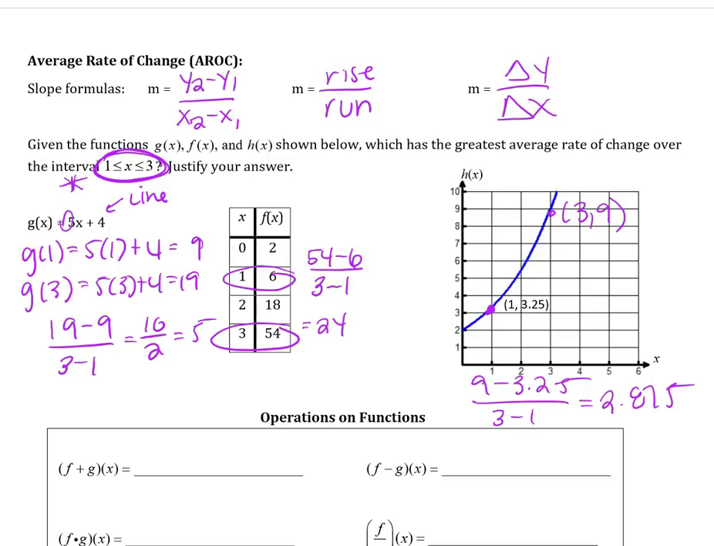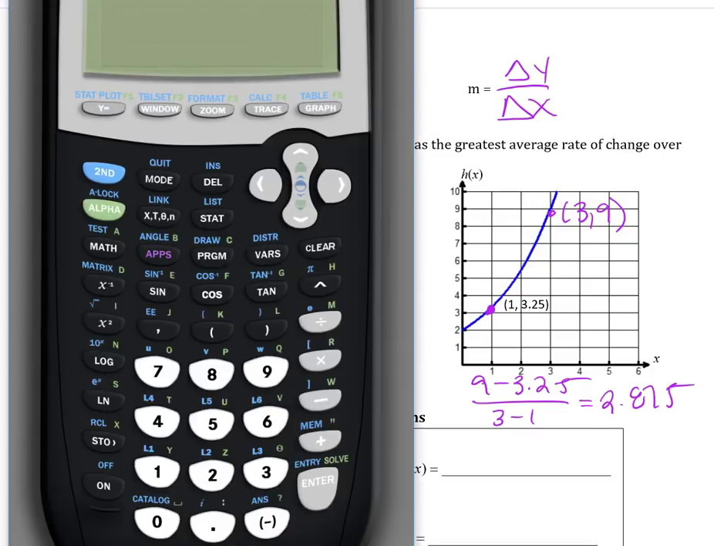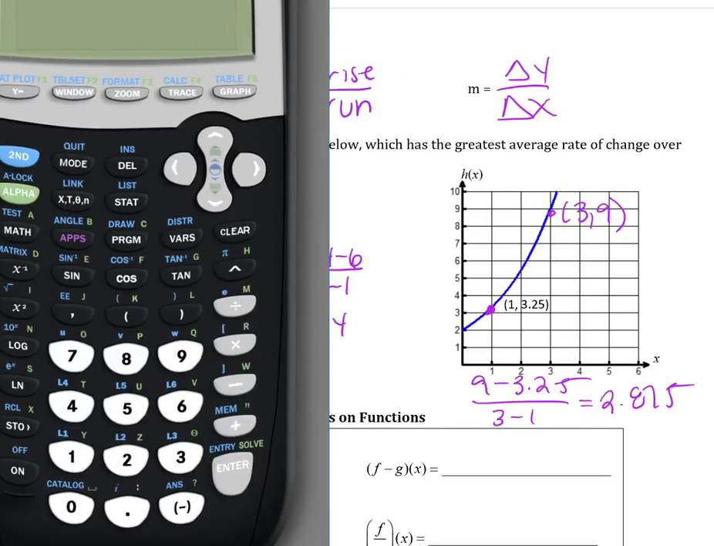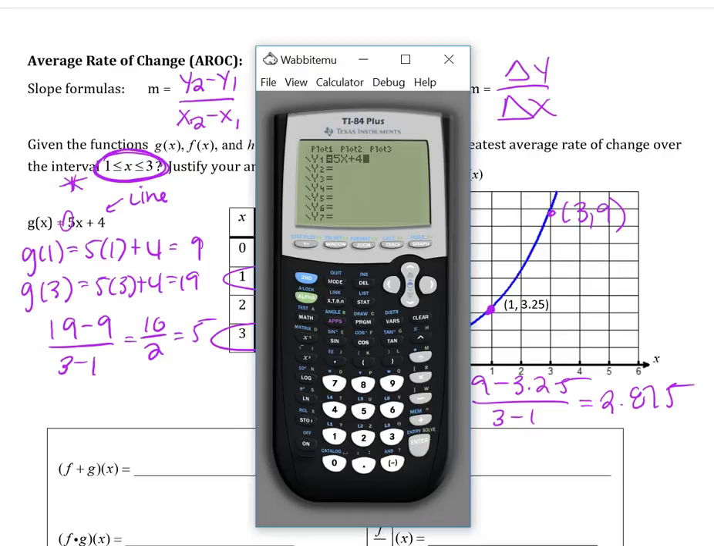Another thing you could do is pull up your graphing calculator. Whoa, mine's huge. 1 second. There we go, that's better. You could always just take whatever function that they give you. This is pretty straightforward with a line, but let's say it was a quadratic or a cubic or whatever. You could just plug it into y equals and look at your table of values and then calculate your average rate of change from there. Again, you're only looking on the interval of 1 to 3.